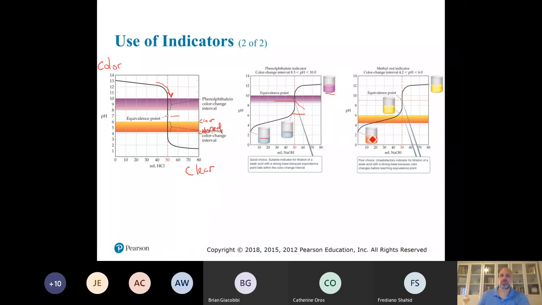Whereas with methyl red, we're starting off with this red color first, and by the time we hit the curve here, we've already gone through the color change. So it's not exactly clear in this case. It goes to a yellow color, and at the equivalence point, this yellow color remains all the way to the end. So this is not an ideal indicator for this solution.